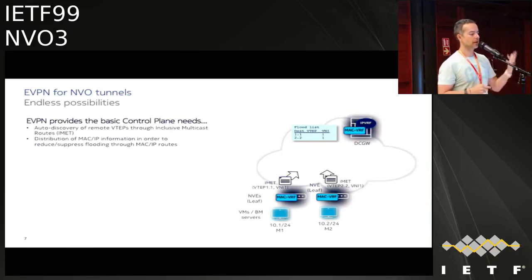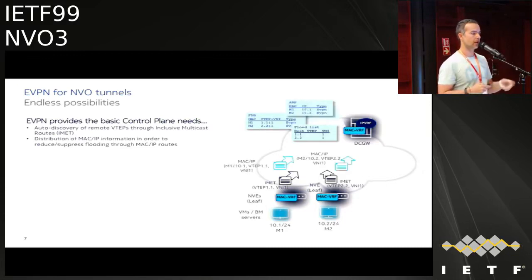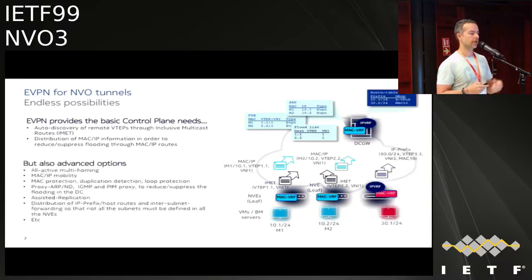But not only that. When the two leaves learn the MAC and IP addresses of the VMs, they can advertise MAC IP routes with that information, along with the associated VTEP and VNI. So the remote node is going to add that information to the forwarding database and also to the ARP table, etc. You can also do advanced things with eVPN, like inter-subnet forwarding.